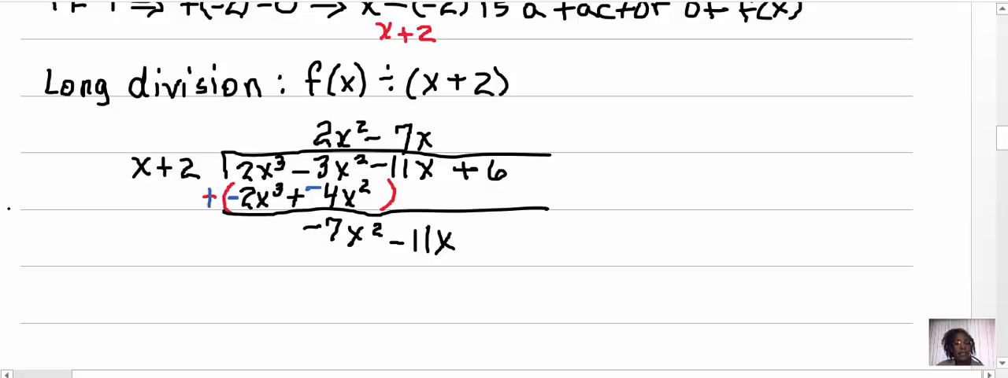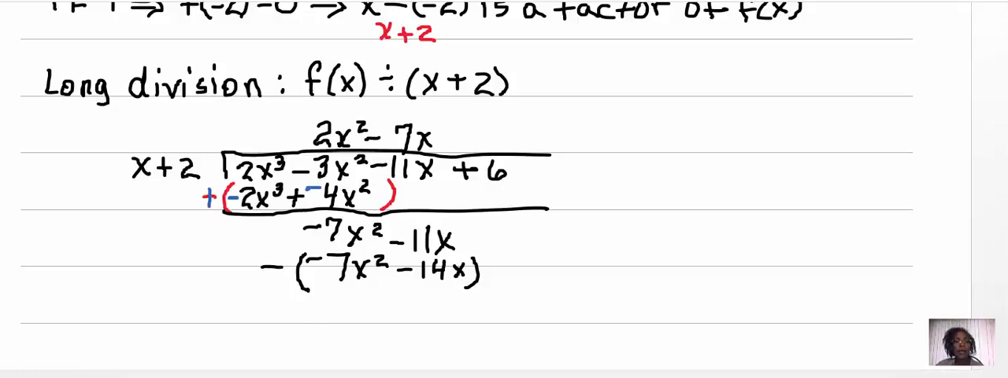Negative 7x times x gives me negative 7x squared. Negative 7x times positive 2 is negative 14x. And I'm subtracting this product from the new dividend. And again, you can change signs. If I change this to an addition, then the signs of both of the things that were being subtracted have to also change.